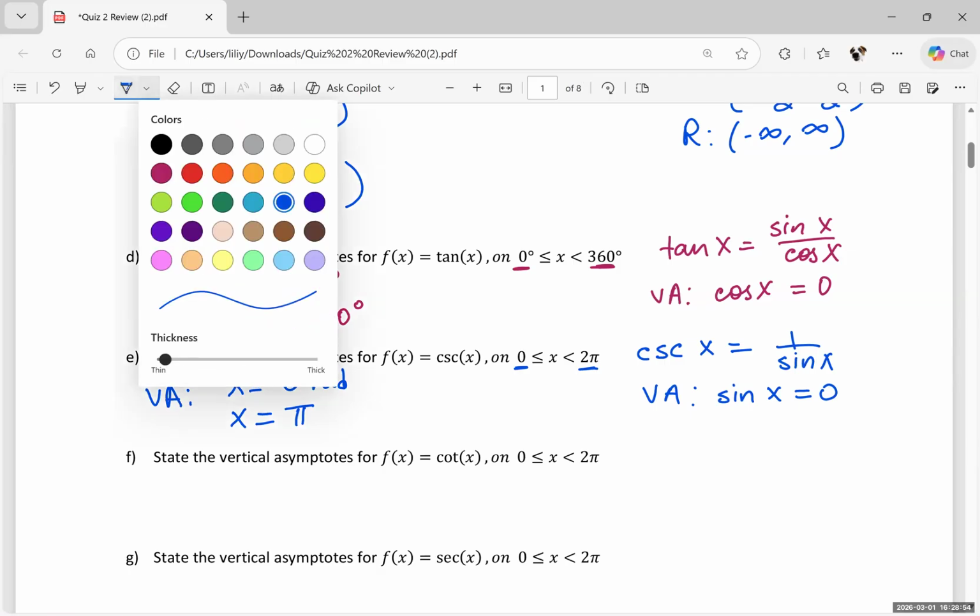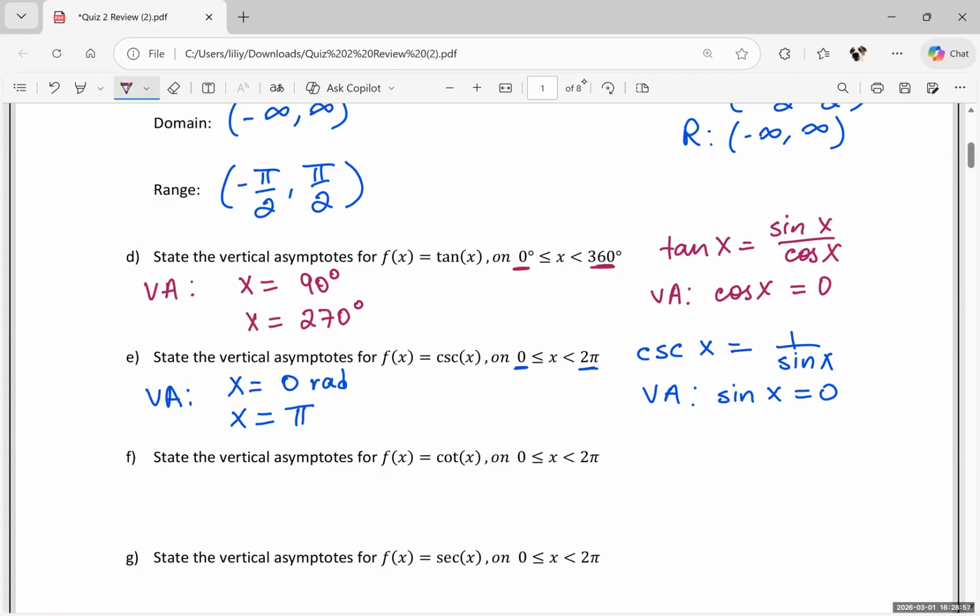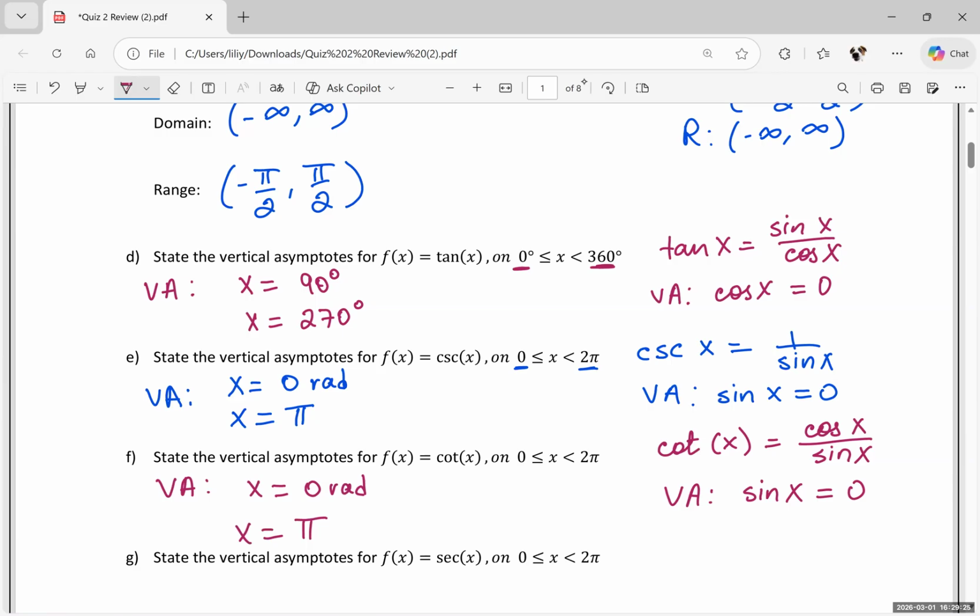Okay, cotangent. Same exact logic. Cotangent x equals cosine x over sine x. So again, the vertical asymptotes happen when the denominator, or sine x, equals 0. Since it is the exact same as the one before it, it will be the exact same vertical asymptotes here. X equals 0 radians and x equals pi radians. Again, 2 pi is not included. There's no equal sign next to 2 pi.